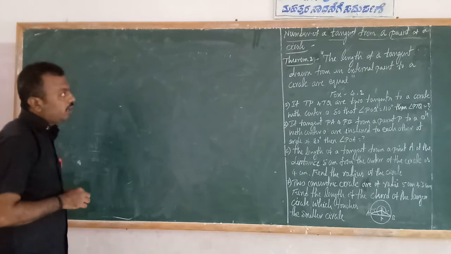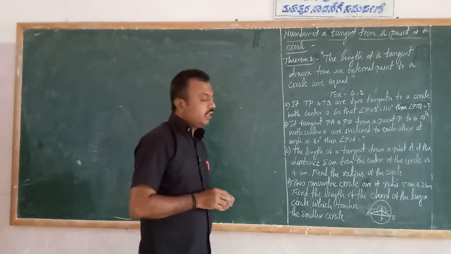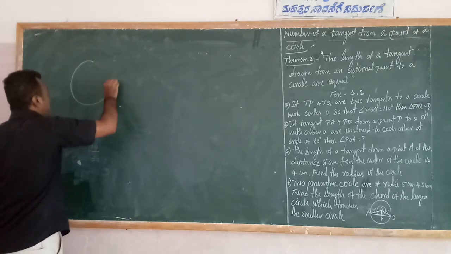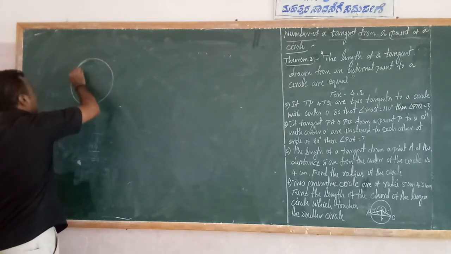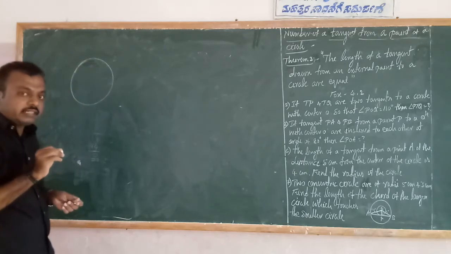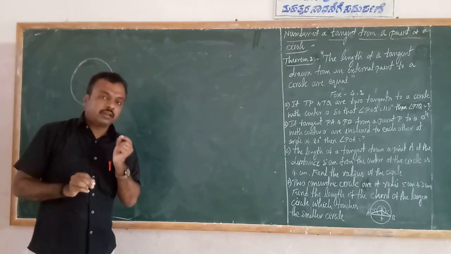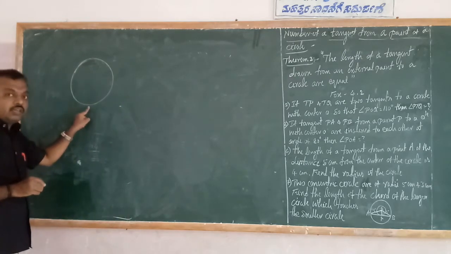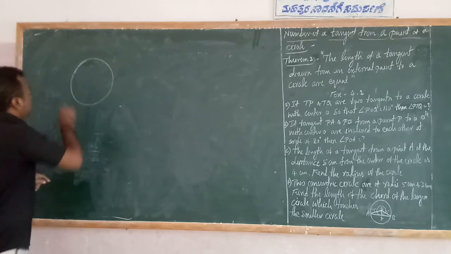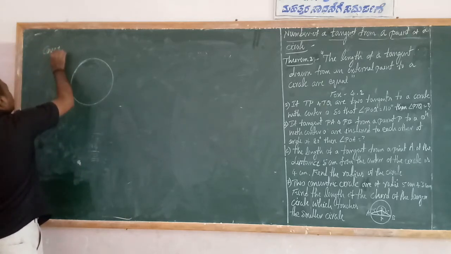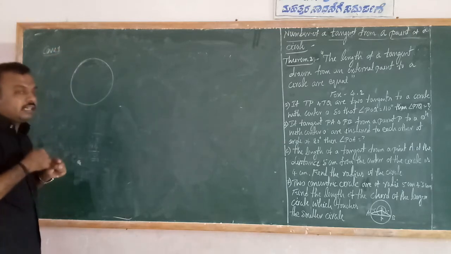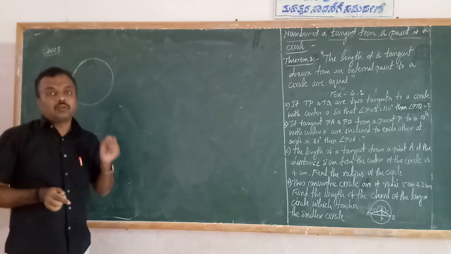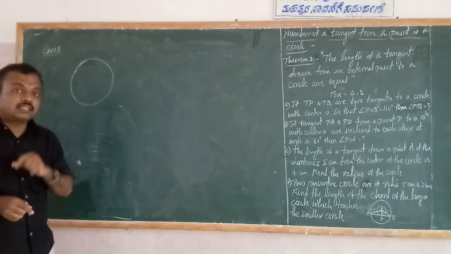Number of tangents from a point to a circle. See, we know that. What is meant by tangent? The line that intersects the circle at a single point; that point is called the point of contact. Is it right? So that is called a tangent. Here, I am taking case 1. How many tangents can be drawn to a circle from an external point, from inside of the circle, or from a point that lies on the circle? Is it possible or not?